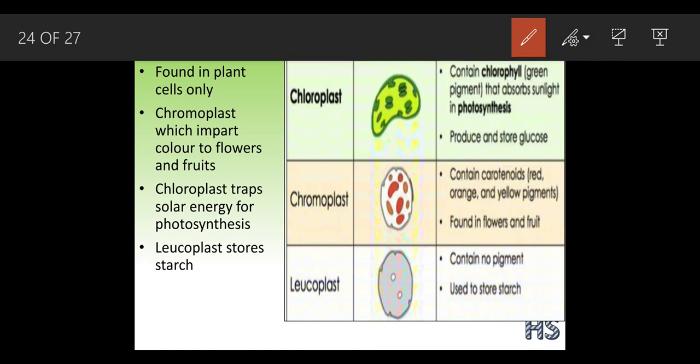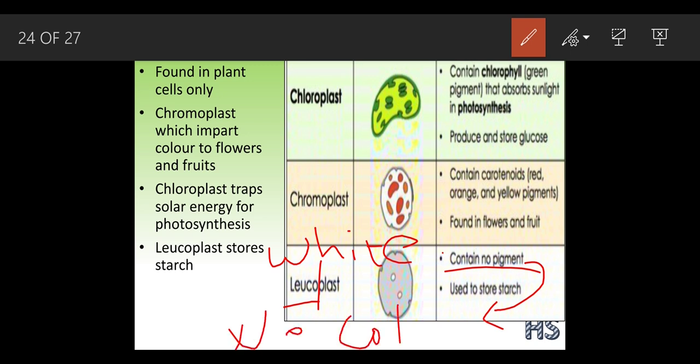Now we are going to learn about the leucoplast. What do you mean by leucoplast? First of all, the word leuco means white or colorless. They do not have any pigment. What does that mean? Pigment means color, imparting color. No pigment means no color.